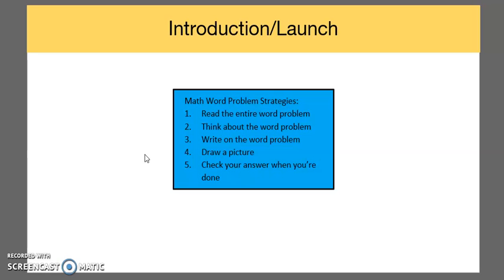The last strategy is to check your answer when you're done. Based on the plan you created and how you work through the problem, does the answer that you obtained make sense? Think about the answer you got and look back at the problem and see if it makes sense for you. Hopefully you keep these strategies in mind when you're working through the problem. We're going to look at 4 math word problems and we're going to try to use these strategies while working on it.